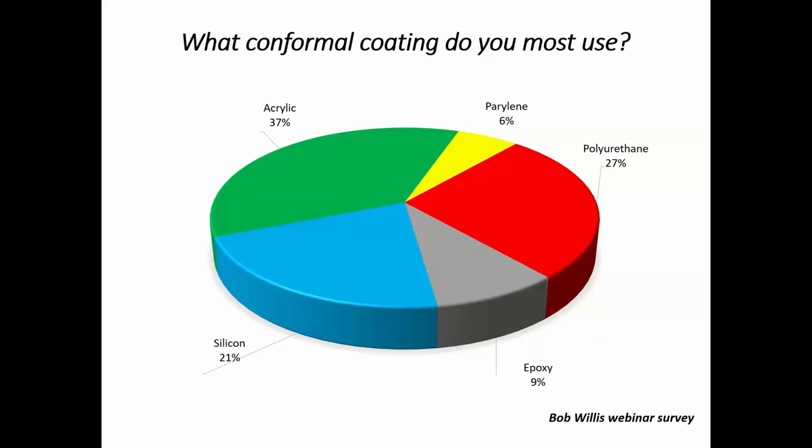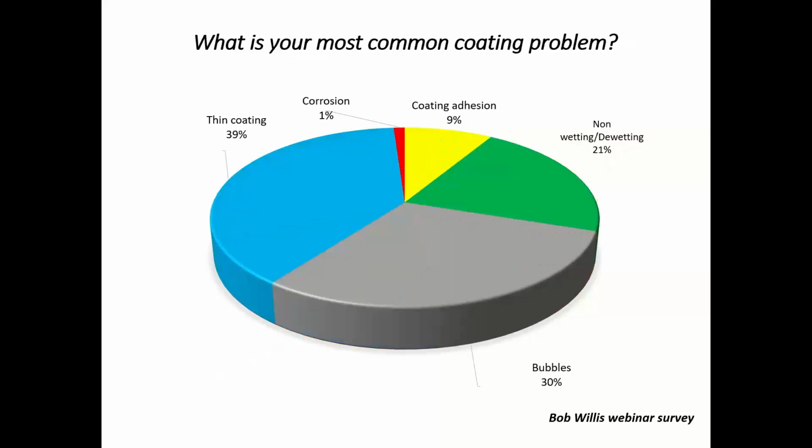In terms of what coatings are most frequently used, of course, it depends on who you ask, but this is, again, responses back from 100 engineers that were involved in the webinar. So 37% were using acrylic materials and 21% were using silicon and polyurethane for 27%. So the parylene and epoxy coatings, again, maybe the high reliability military market, smaller percentage of the pie, but it gives you an understanding of the prominence of certain materials within the industry.